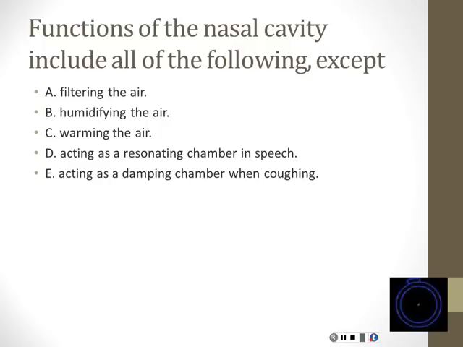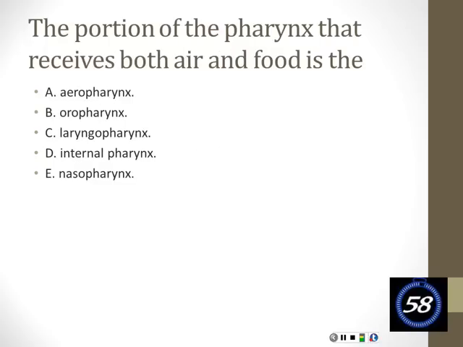All right. The portion of the pharynx that receives both air and food is which of those?